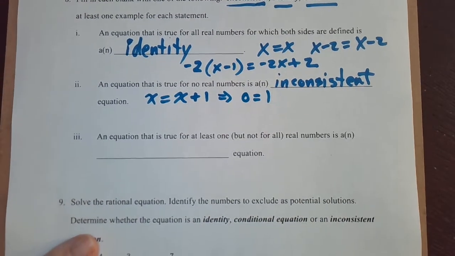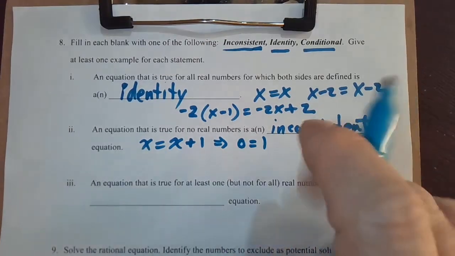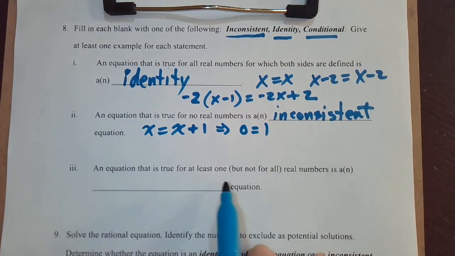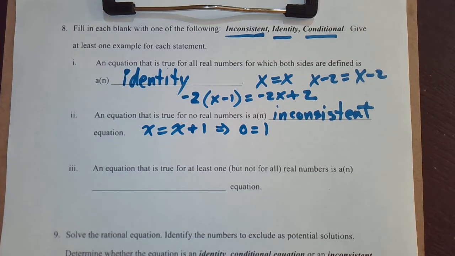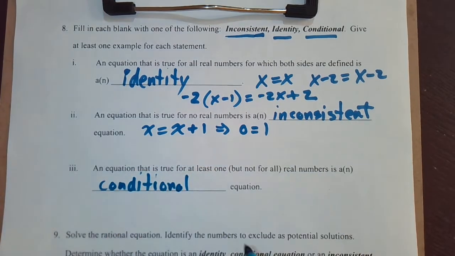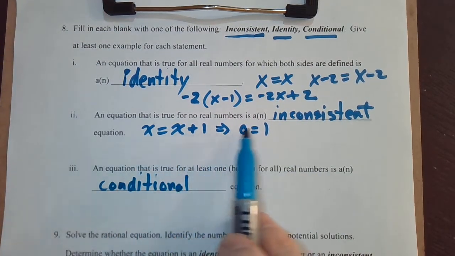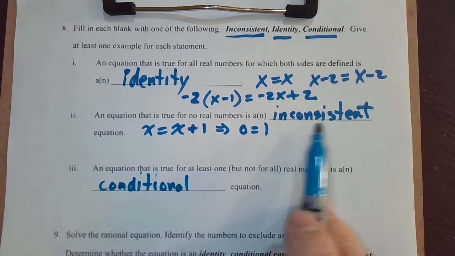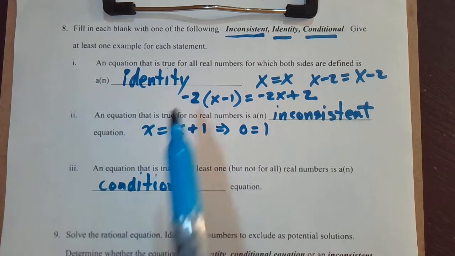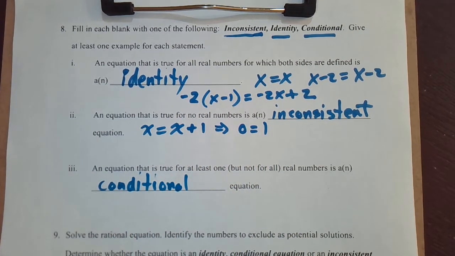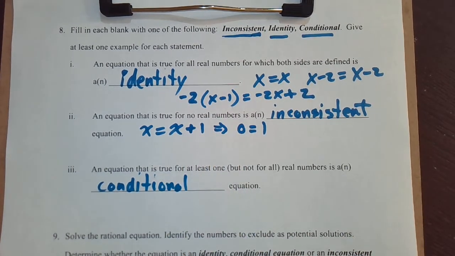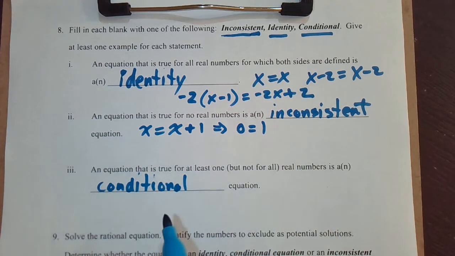Number 3. Well, which one's missing? Conditional. An equation that's true for at least one number, but not for all real numbers, is a conditional equation. So at least one means it's not going to be inconsistent, where there's no solution, but it's not going to be true for all values of x, because that would be called an identity. So with these three terms, every equation we look at is going to be one of those types of equations: identity, inconsistent, or conditional.